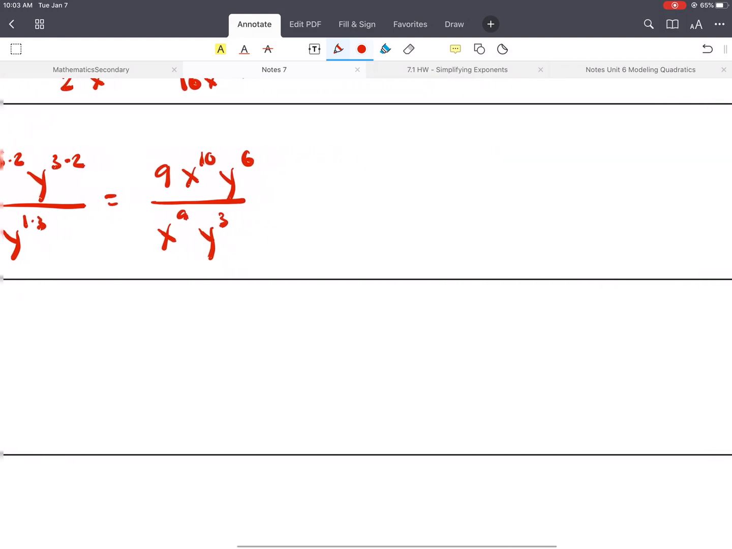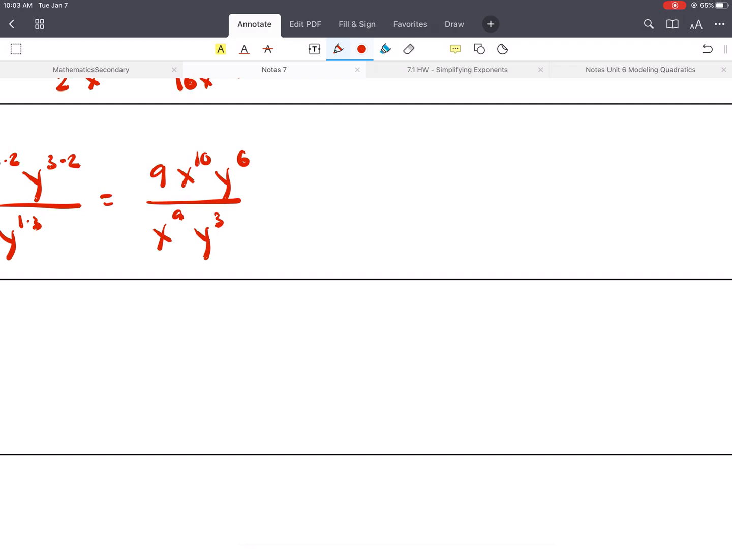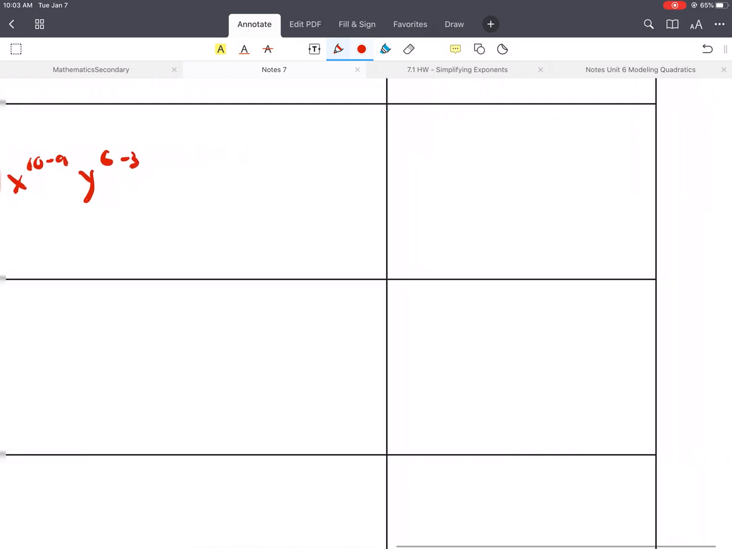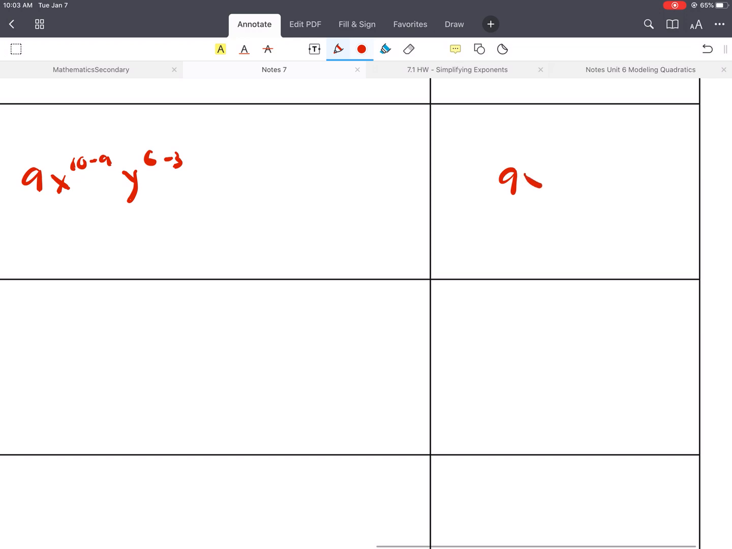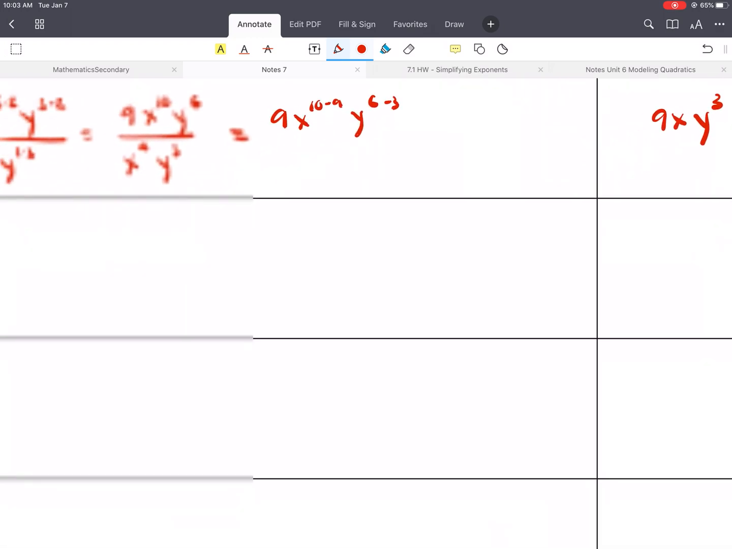And then since we're dividing things, we would subtract their exponents. So it'd be 9x to the 10 minus 9, okay? y to the 6 minus 3 would end up getting 9x to the 1 times y to the 3. Okay?